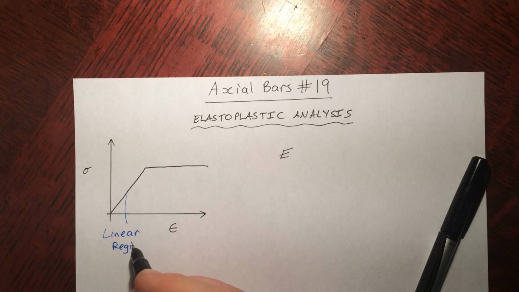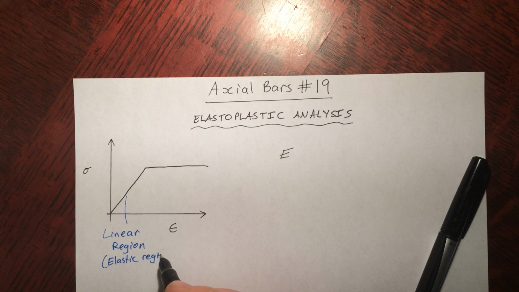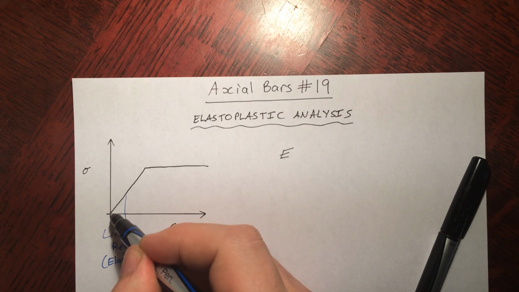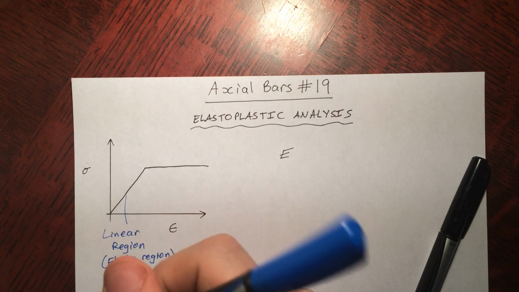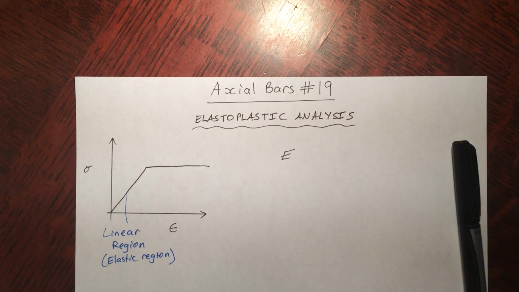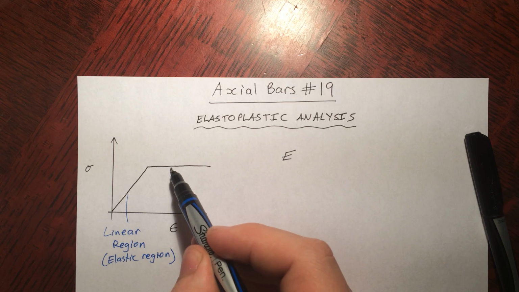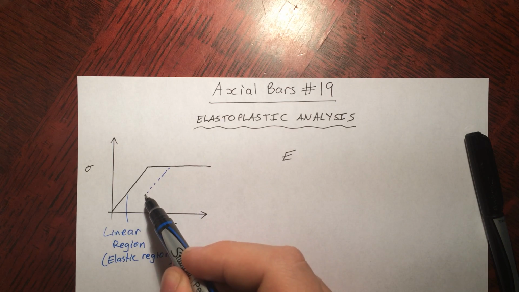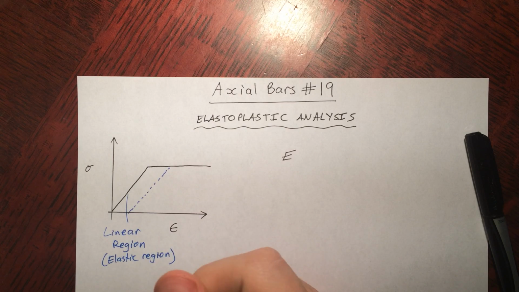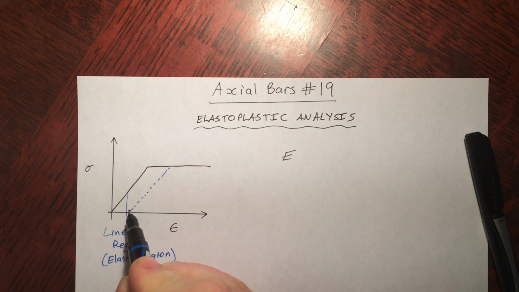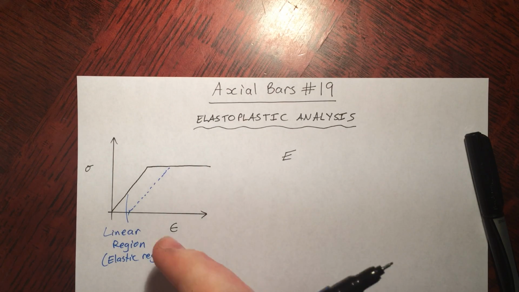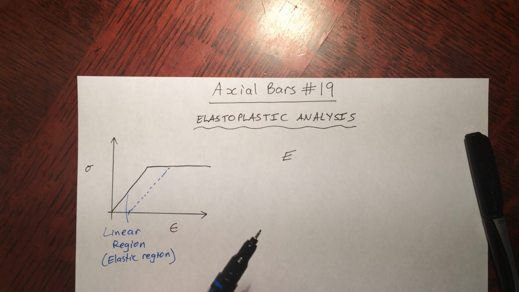Or elastic region, right? Because if you stretch it in this region, it'll go back to its original state. It's elastic. If you stretch it outside of this region and you let it go to here and you let go, it's going to retreat back along the same slope as this here, but then of course you're going to have some permanent elongation there, some permanent strain.